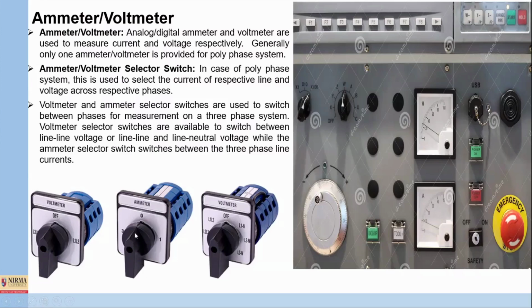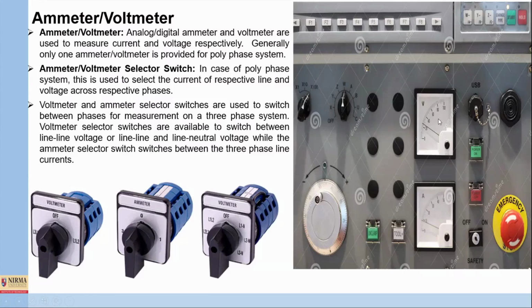Similarly, to get the third line current, just change the terminal knob to terminal 3. Accordingly, we'll get line 1, line 2, line 3 current at different instants by just selecting the ammeter switch. Similarly, to get the voltage measurement of three-phase, line and phase, we also require one voltmeter selector switch that is available here. Just see, it is in off condition.